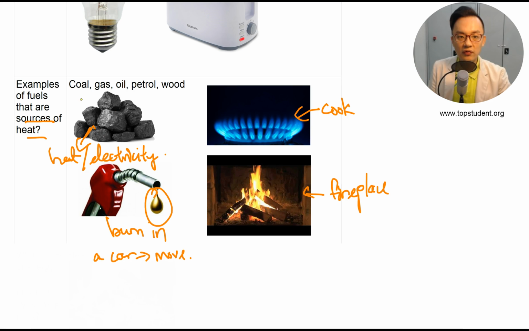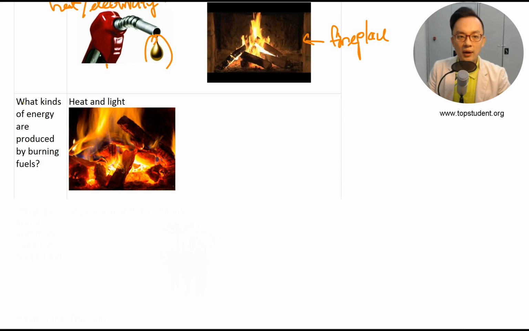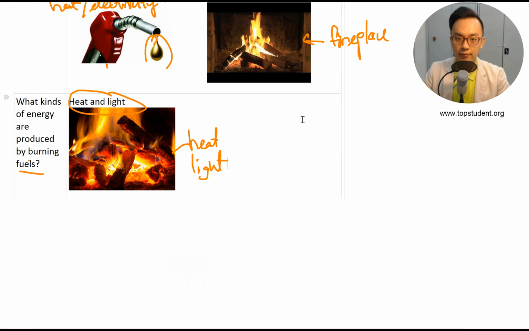So these are some common sources of heat. You have coal, you have gas, you have oil, petrol, wood, charcoal. If you want to go barbecue, you need to have charcoal to burn and cook your food. So these are some of the sources of heat. So what kinds of energy are produced by burning fuels? You have heat and light energy when you burn fuel. Alright, so when you burn charcoal, you have heat energy from charcoal to cook your food. You have light energy that you see from the charcoal because it's red.